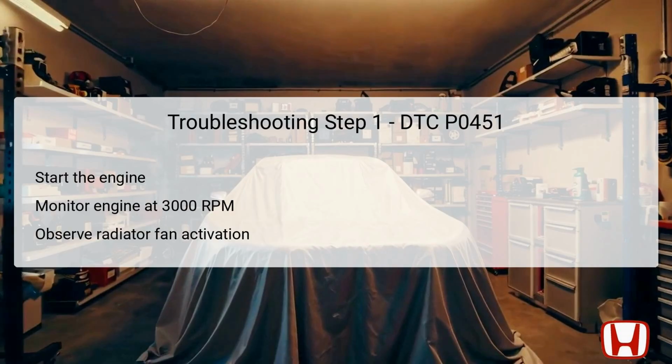As the engine runs at this RPM, pay close attention to the activation of the radiator fan. This should occur based on temperature thresholds. After observing this initial process, it is crucial to let the engine idle for 1 minute, allowing the PCM to gather adequate data to evaluate the FTP sensor's performance accurately. These steps are emphasized in the vehicle service manual for ensuring systematic troubleshooting.